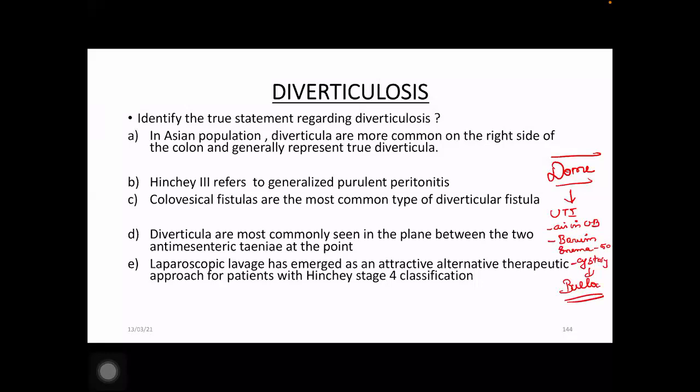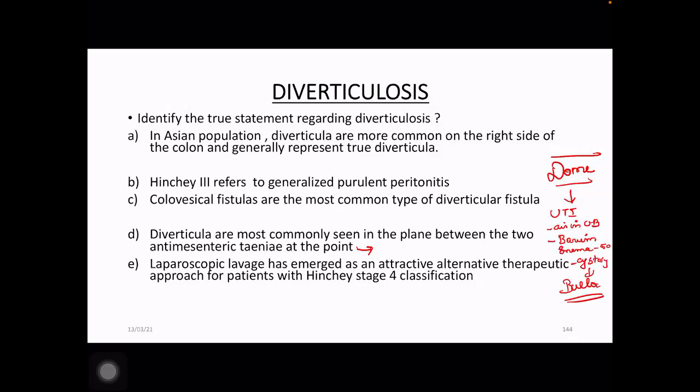That is also true. Diverticula are most commonly seen in the plane between the two antimesenteric taeniae, at the point where the vessel enters the bowel wall. True or false? True. It is always present between the taeniae. Fine. Laparoscopic lavage has emerged as an attractive alternative therapeutic approach for patients with Hinchey stage 4 classification. True or false? False.